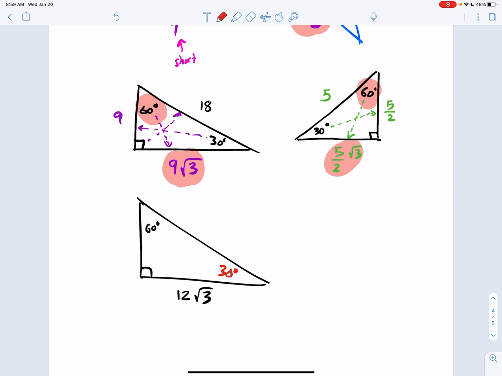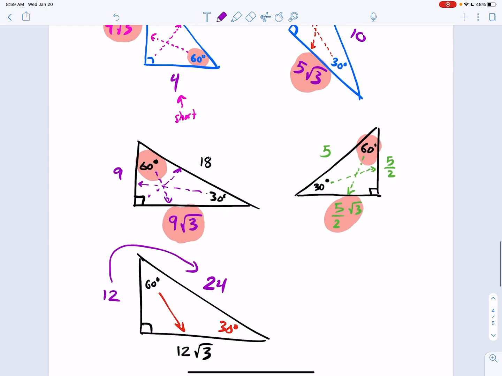Now, they give you the long leg here, which is 12 radical 3, okay? So you know opposite of 60 has a radical 3, so the short leg also has to be just the 12, but without the radical 3, okay? And if you know the short leg, the hypotenuse has to be double that. It wouldn't make sense to put 6 there, okay? So make sure that it makes logical sense. Okay, so we did a few.